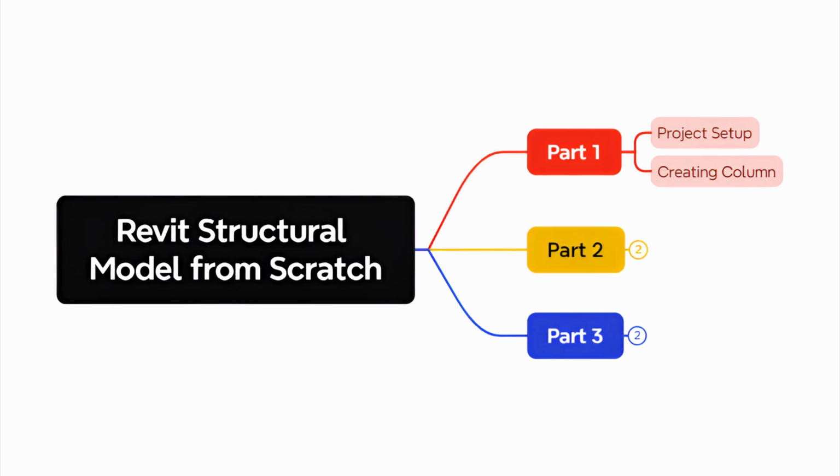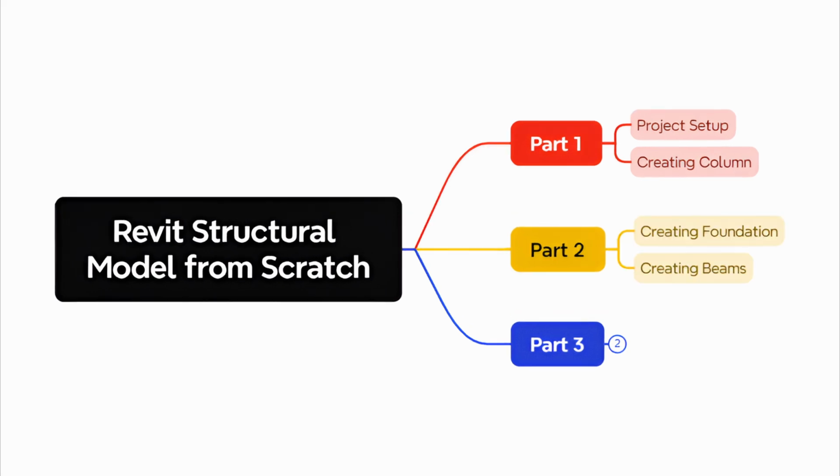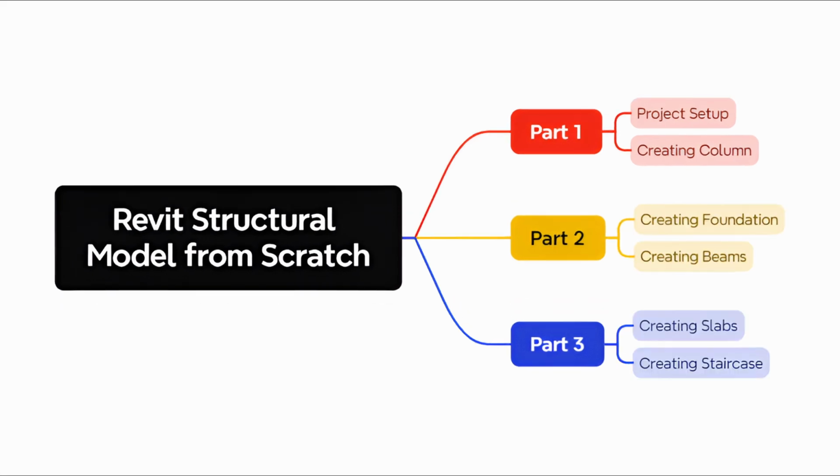So till now, we know how to set up a Revit project and how to provide structural elements like structural column, beams and foundation. In part 3, we will see about slabs and staircase.